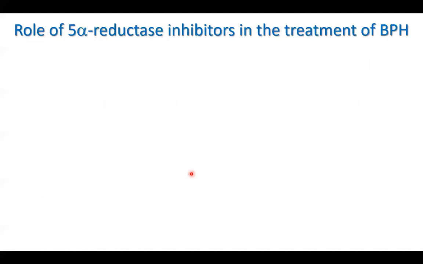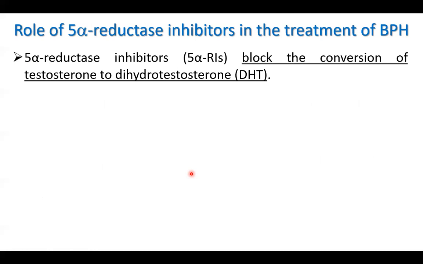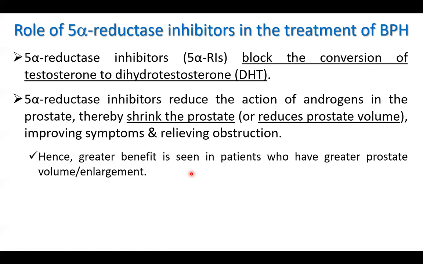But why is it elevated? So the role of 5 alpha reductase inhibitors in the treatment of BPH: they block the conversion of testosterone to dihydrotestosterone. Okay. Are you sleeping? So 5 alpha reductase inhibitors reduce the action of androgens in the prostate, thereby shrinking the prostate. So these are the drugs which affect the disease process.